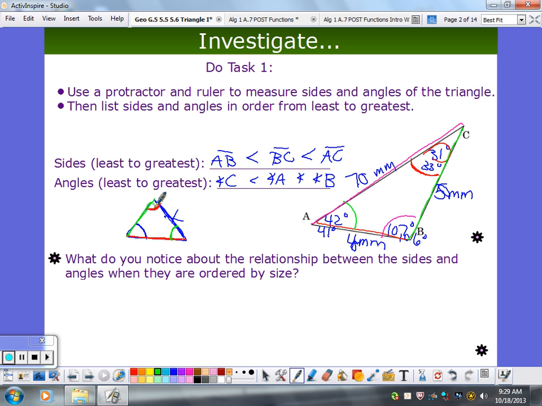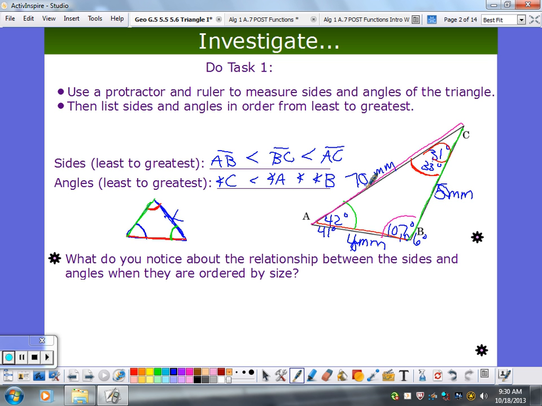So not adjacent. So let's see if we can make a conclusion, or at least an inductive observation, that the smallest angle is opposite the smallest side. The medium angle is opposite the medium side, and the biggest angle is opposite the biggest side. Now let's think about that. Does that make sense at all?